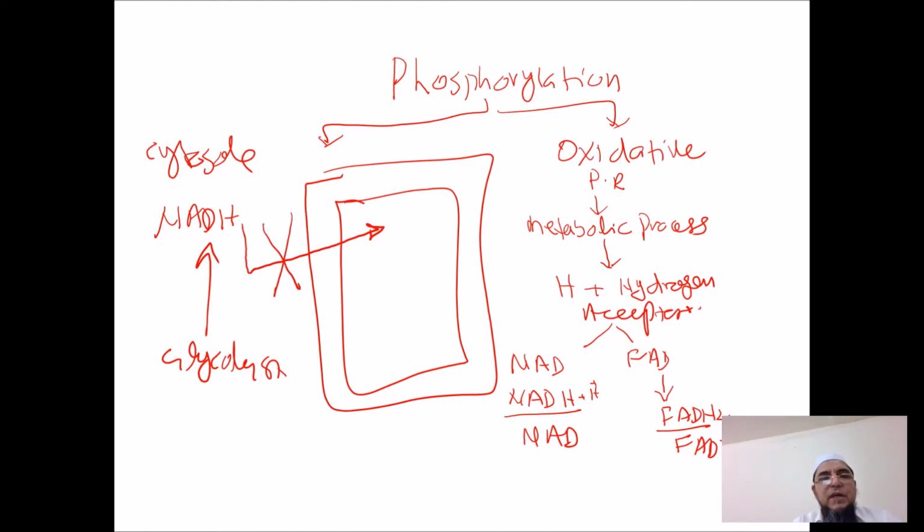So there should be a mechanism that transfers the hydrogen and electron of the NADH. We don't need NADH as a whole to be transferred inside, because inside, NAD is available. We have plenty of NAD inside. So what we actually need is to transfer the hydrogen and electron to the inside. And this process is carried out with the help of shuttle pathways.